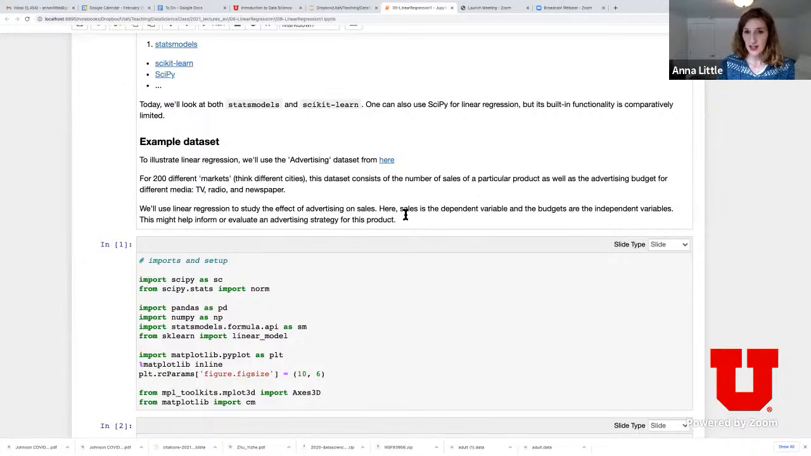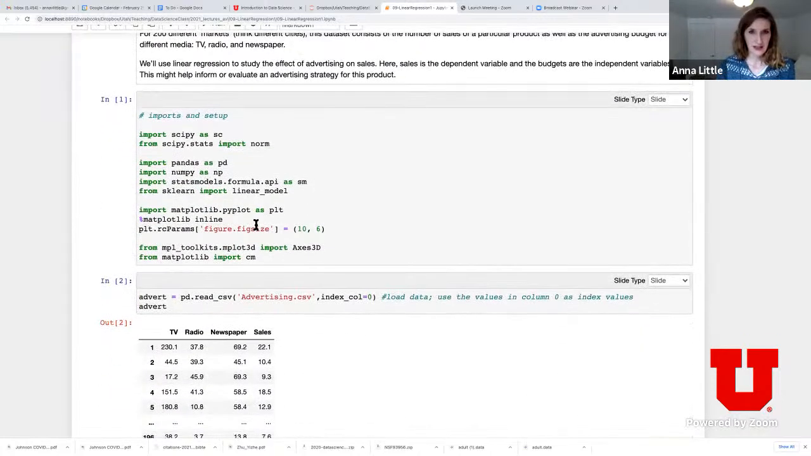Sales here is the dependent variable. It's the variable that we want to predict. The amount of money spent on advertising are the independent variables. Those are the ones that, in a real world situation like this one, you could perhaps control or adjust. This might inform what a good strategy is for the company moving forward in terms of where the most effective place to spend their money is.